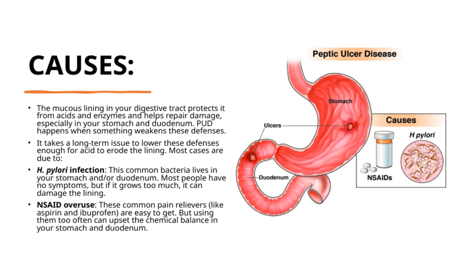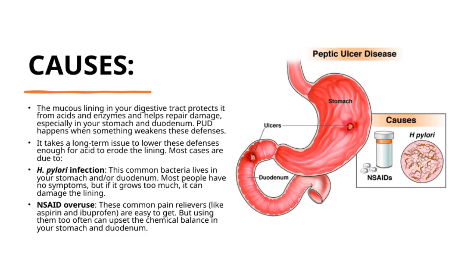The first is an H. pylori infection, which is a common bacteria that lives in your stomach and sometimes in your duodenum. Interestingly, most people infected with H. pylori don't experience any symptoms at all. But if the bacteria grows too much, it can damage the lining and cause ulcers.